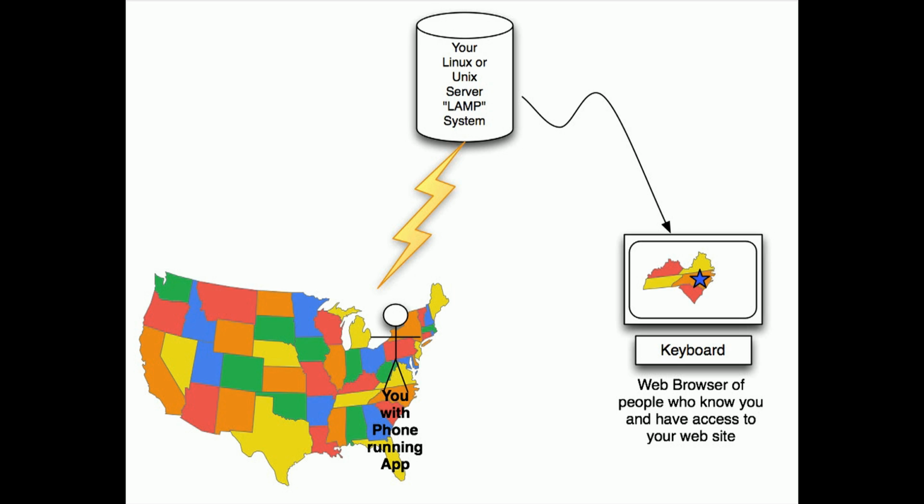The big picture here is for you to be out and about and have your iPhone running the app. The app reports your position to the server. Other users can bring up a web page on your server and see where you are. You'll have to write the software that runs on your server.